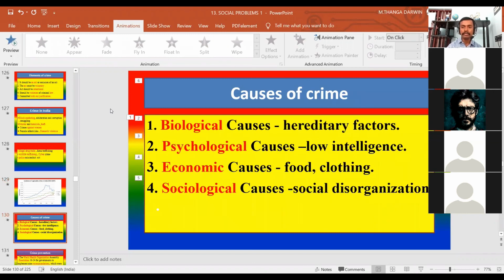Then causes. First cause, biological causes, mainly genetic and personality factors. Second, psychological causes, low intelligence. Third, economic causes are the main reason: lack of food, clothing. Then sociological causes, the main cause being social disorganization.